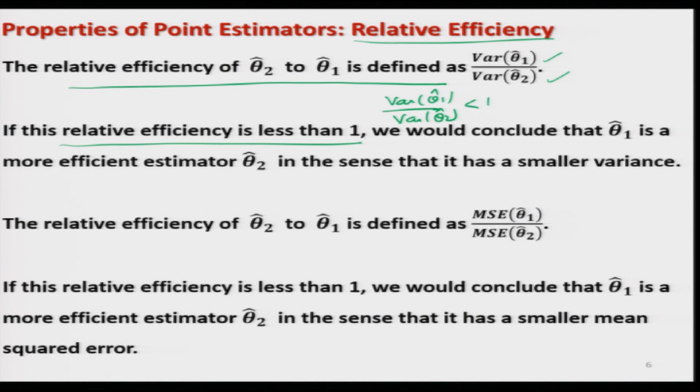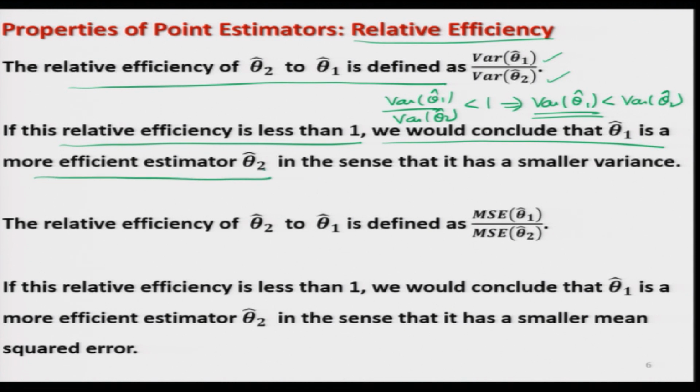That means if this ratio is less than 1, it implies that variance of theta 1 hat is less than variance of theta 2 hat. So obviously theta 1 hat becomes more efficient. We can say that if this relative efficiency is less than 1, you would conclude that theta 1 hat is a more efficient estimator than theta 2 hat, in the sense that it has a smaller variance.